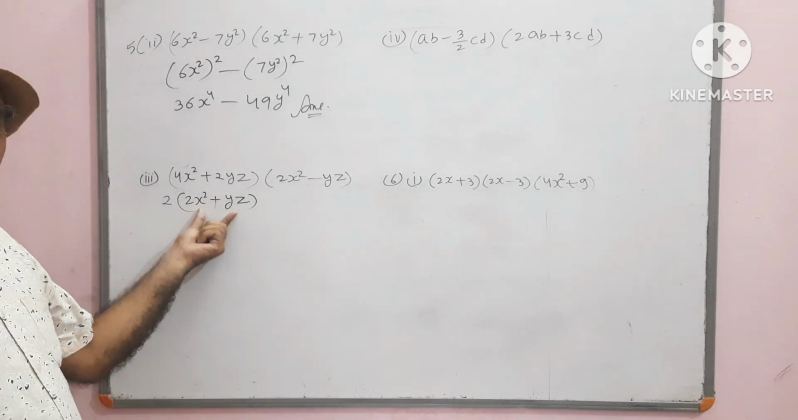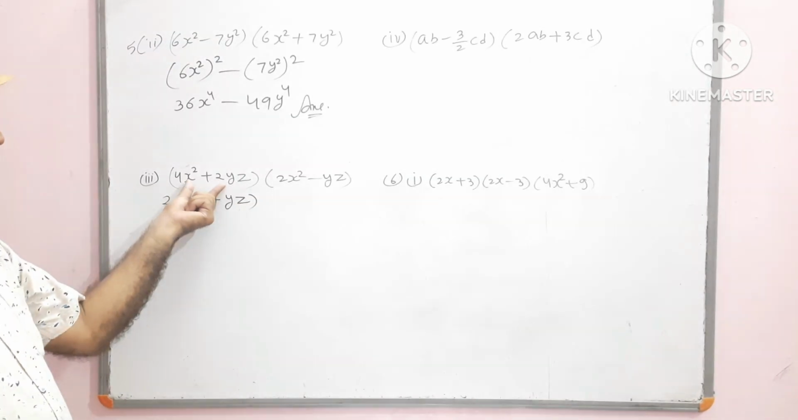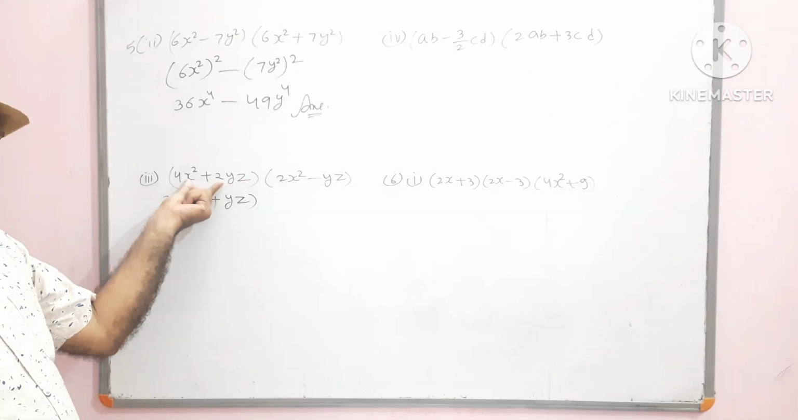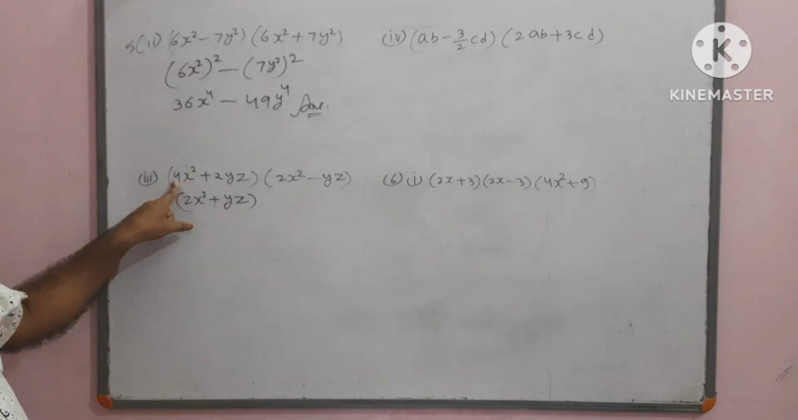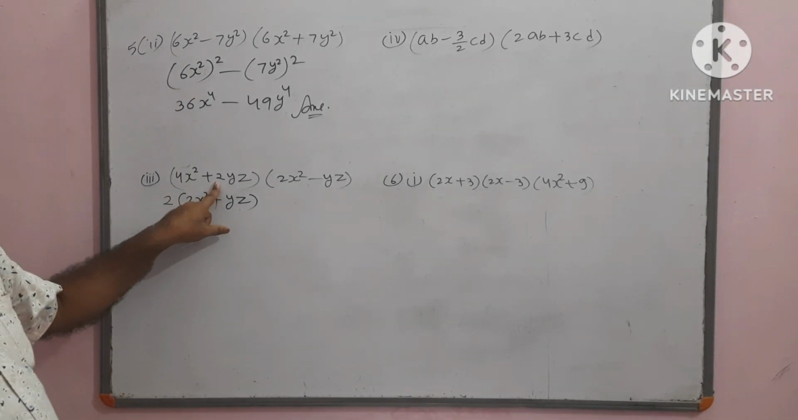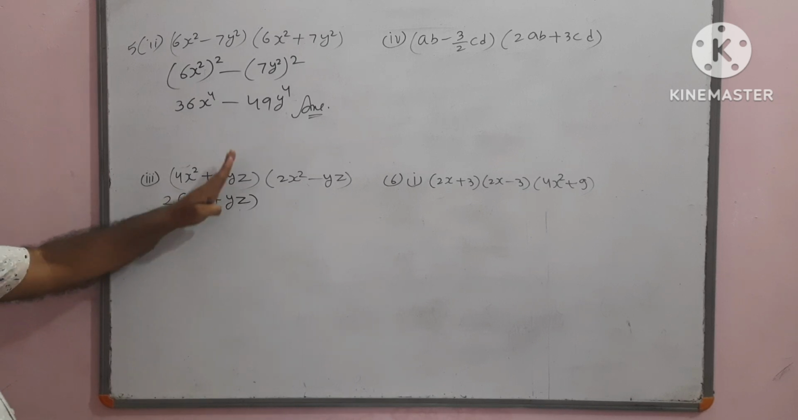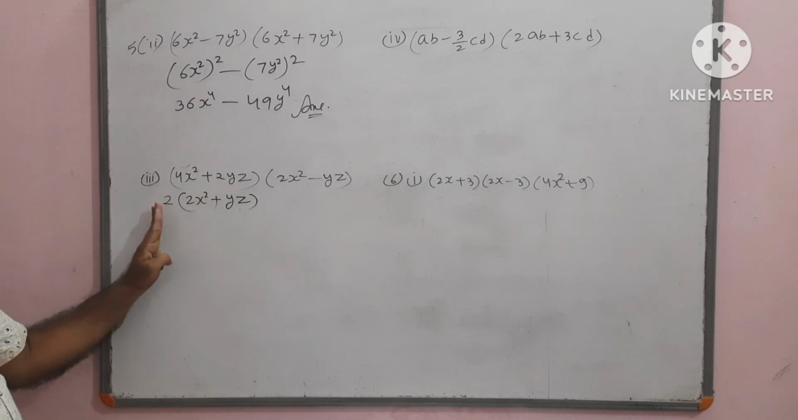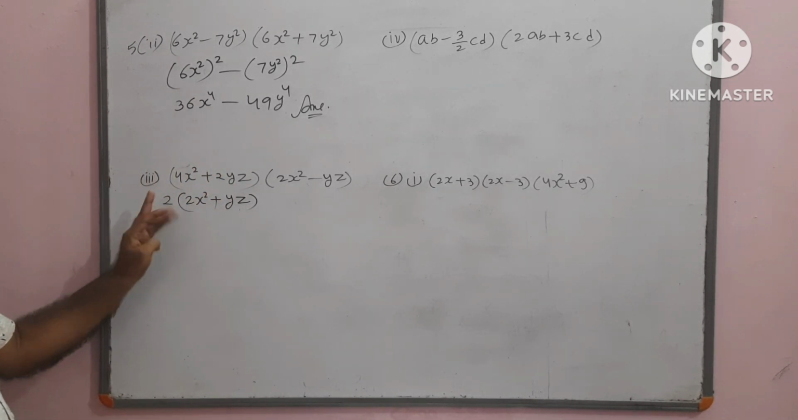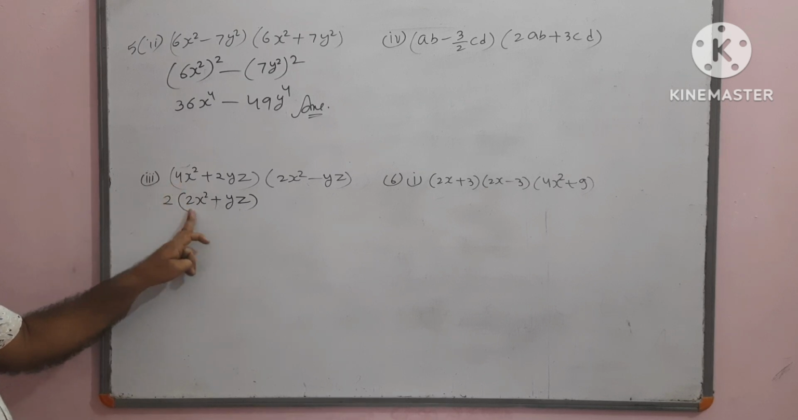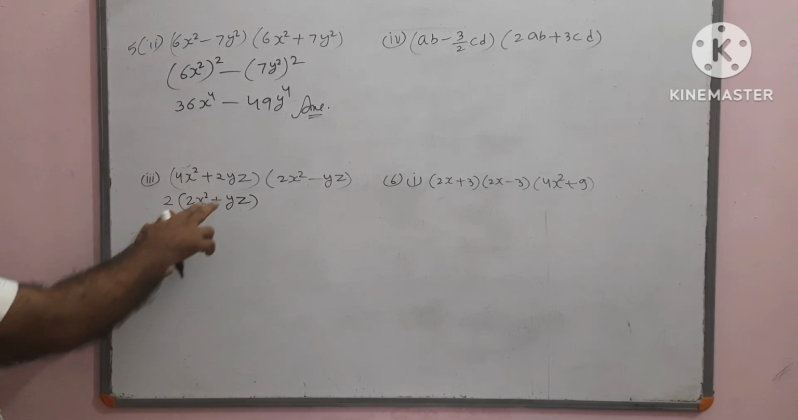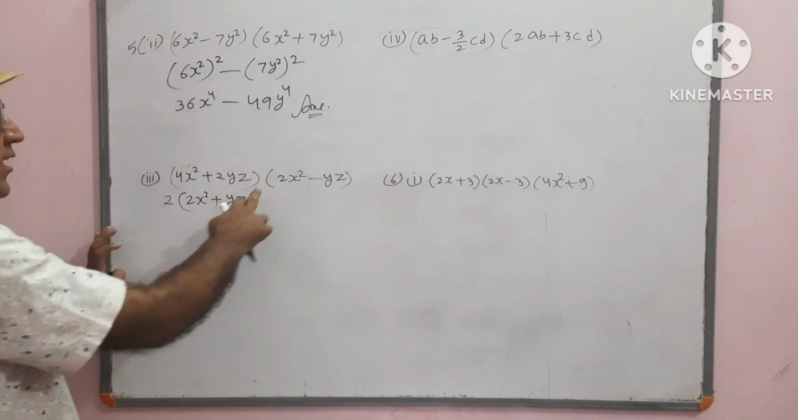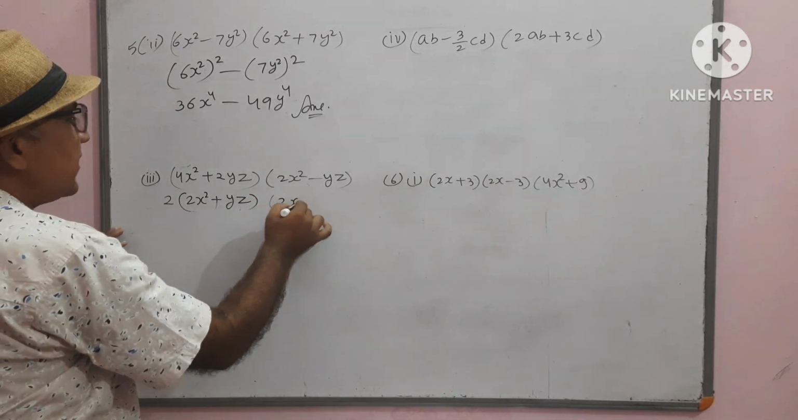Is this step understood? In both the terms 2 is present, because it is 2 into 2, this is 2 into 1. So we are taking 2 common from the bracket. And when we take common from the bracket, here only 2 will remain and this x square. Here 2 we have taken common, then yz will remain. This bracket will remain as it is.